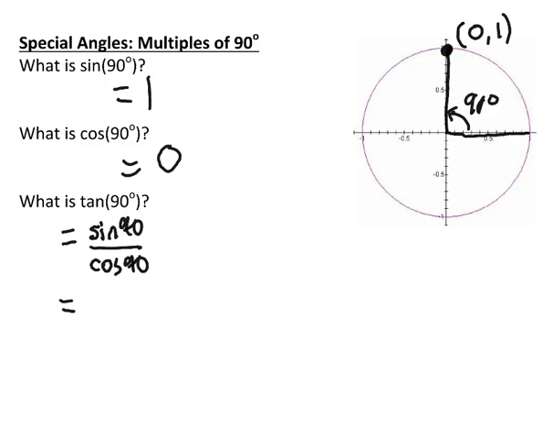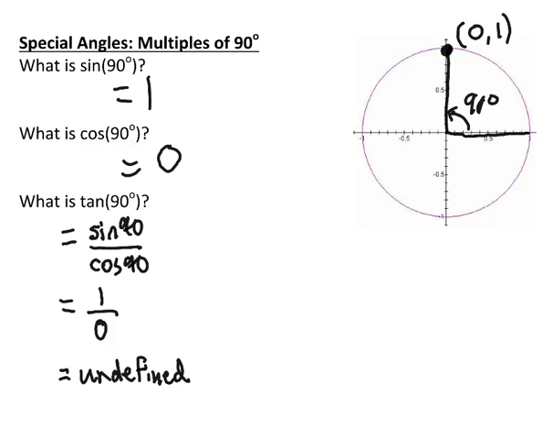We'll plug in our numbers here. Sine is 1, cos is 0. Oh, what is 1 divided by 0? Well, anything divided by 0 is undefined or infinity. So it turns out that tan of 90 is actually undefined, or it's an asymptote that's shooting off to infinity. And we'll see that when we actually graph the tan function later on too.